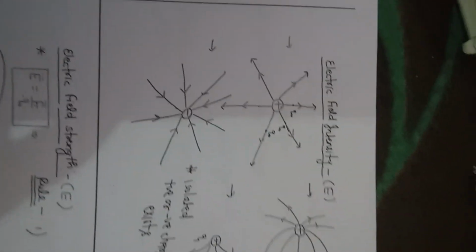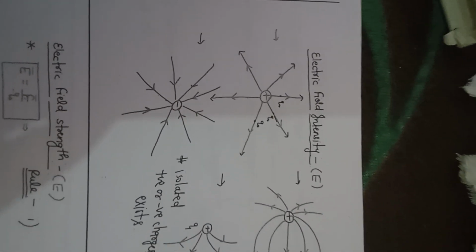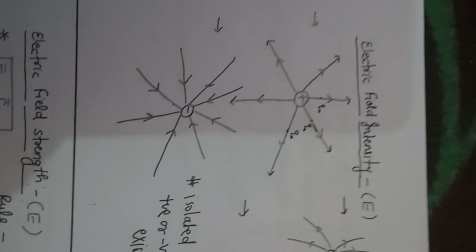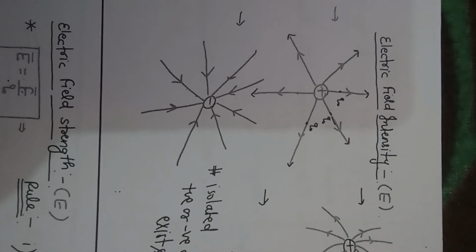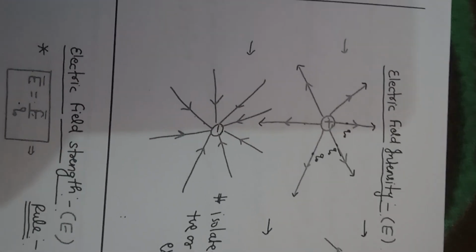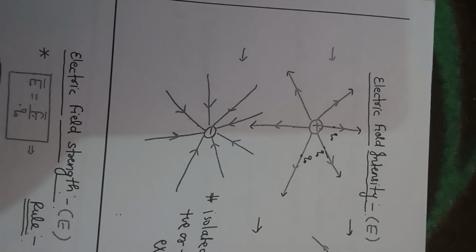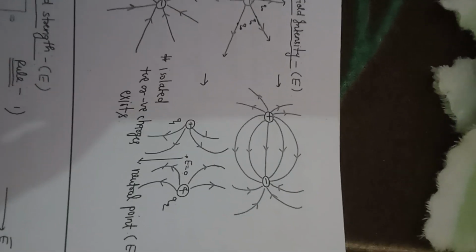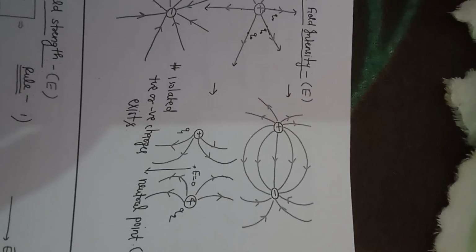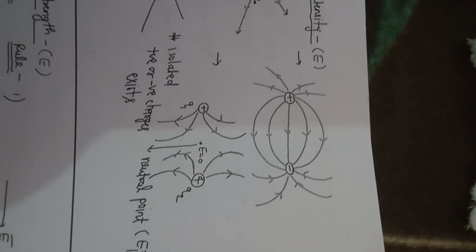Now I am discussing electric field intensity. From a positive charge, electric field lines move outward. In this figure you can see that the lines go outward, but from a negative charge, electric field lines come towards the charge. In this figure you can also see that the field lines move towards the negative charge. An electron moves from positive to negative, and that's why the lines also move from positive to negative.